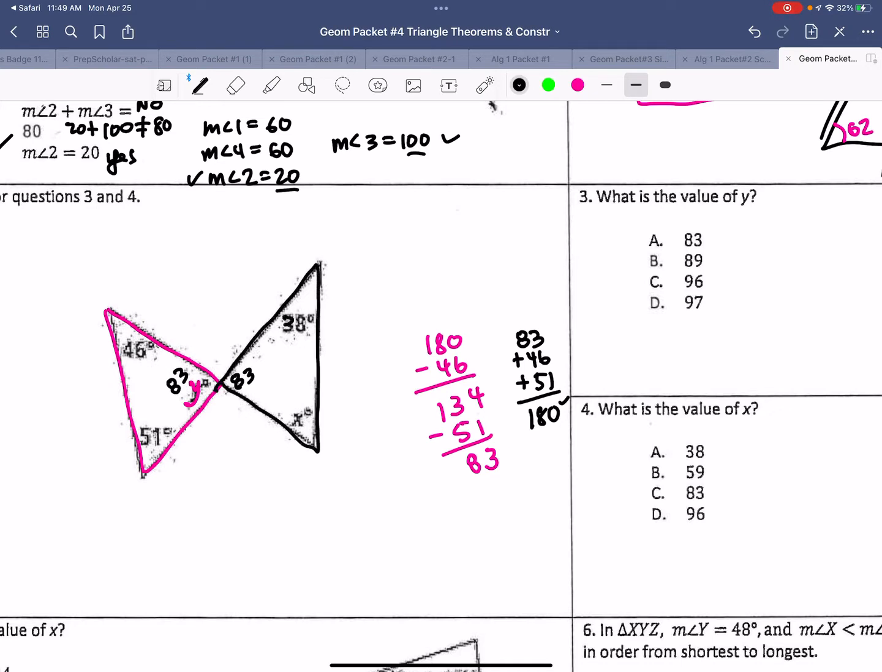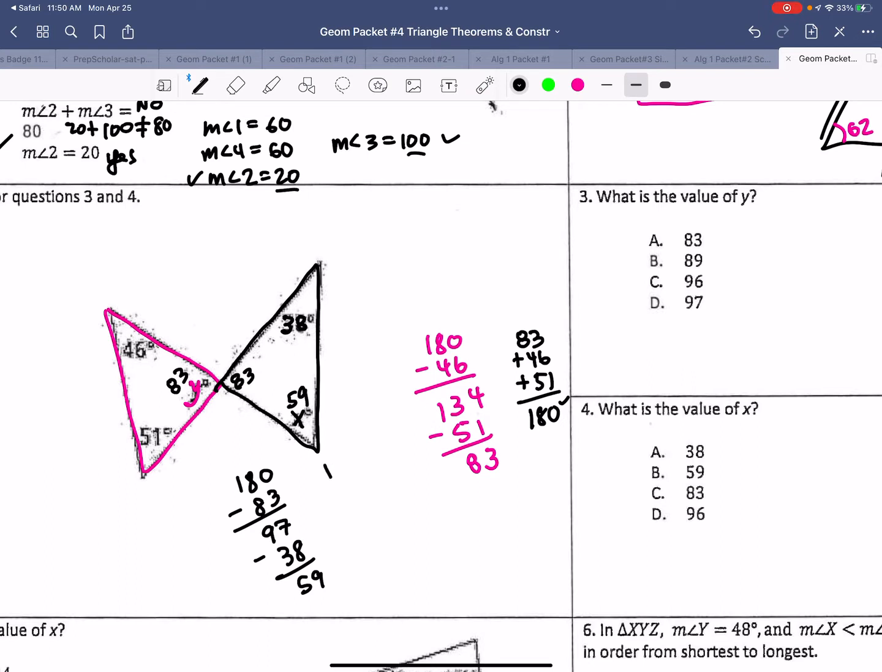Right? And so that's 38. So I can do the same thing. 180 take away 83 is 97. Take away another 38 is 59. Therefore, this has to be 59.